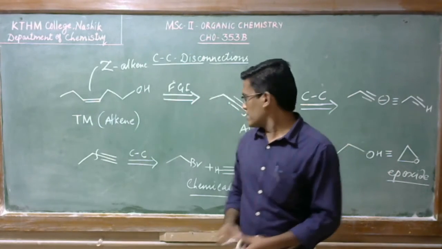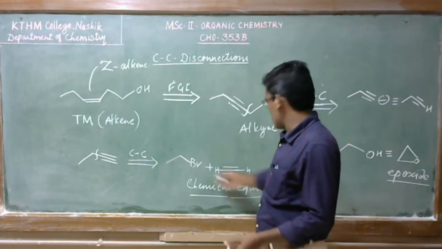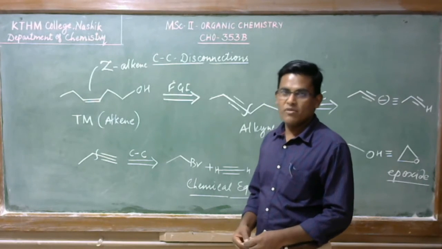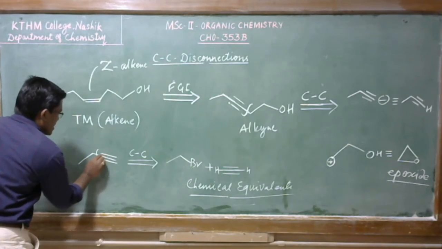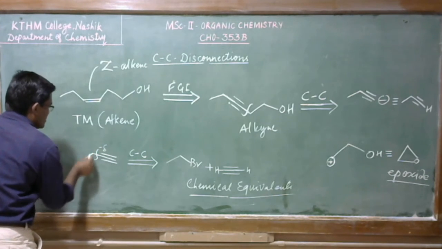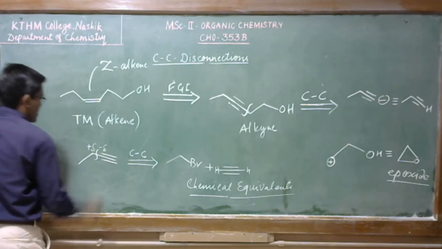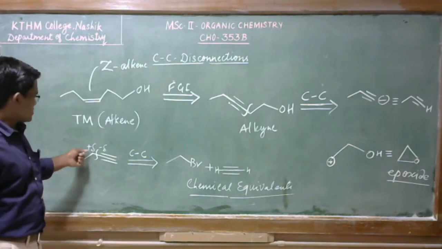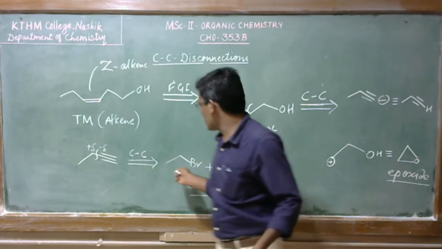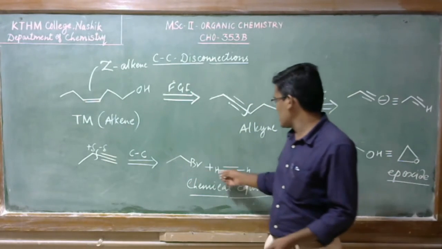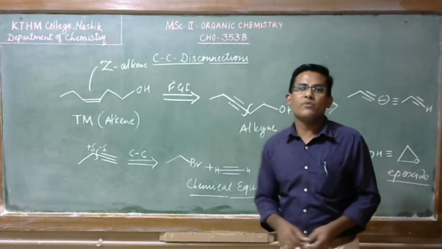Here I have not written the synthon, so I have directly written the chemical equivalents. Naturally this carbon will acquire this negative charge, a partial negative charge, and this will acquire a partial positive charge. Since this carbon is having positive, we can add bromide. Here, hydrogen. So these are the chemical equivalents.